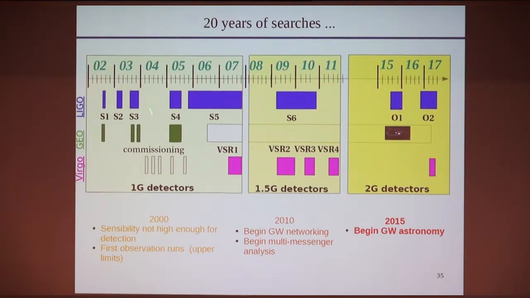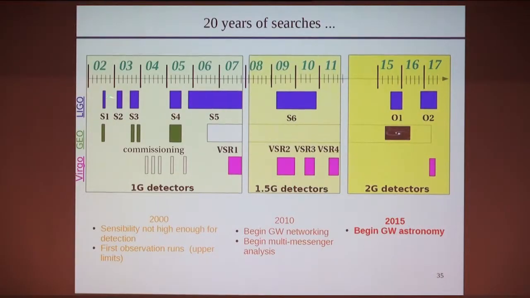In between two data takings, there are commissioning periods where the detectors are improved. The problem with those detectors is that it was the first time such detectors were built. So it took some time to build them, make them function, and reach design sensitivity. It was not really easy. In the 2000s there was data taking, nothing was observed, but people learned how to use and how to make those detectors work.